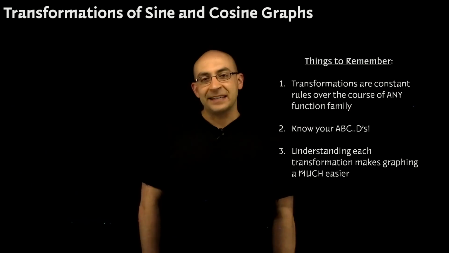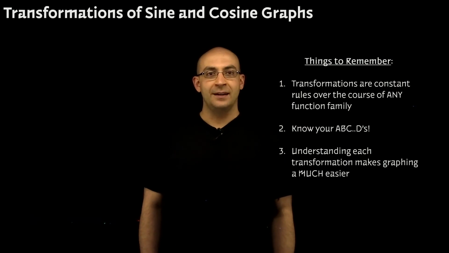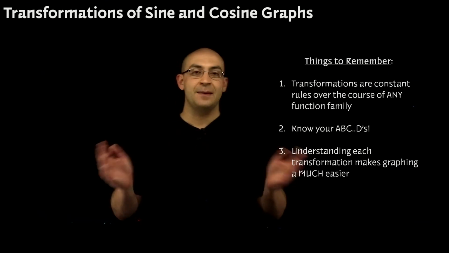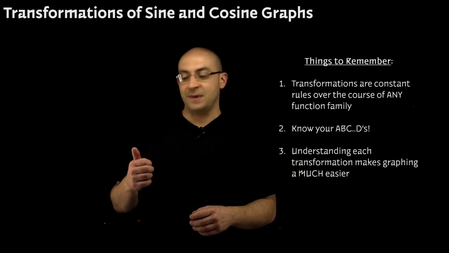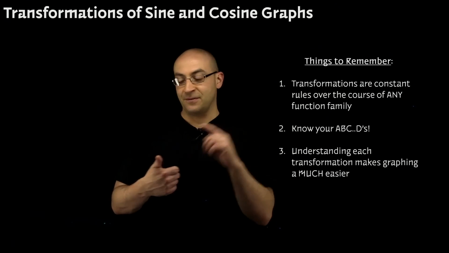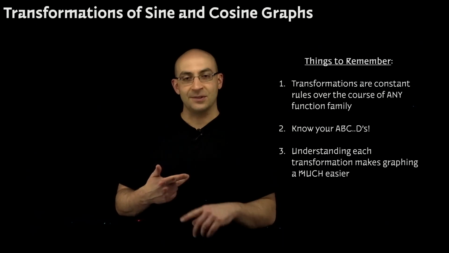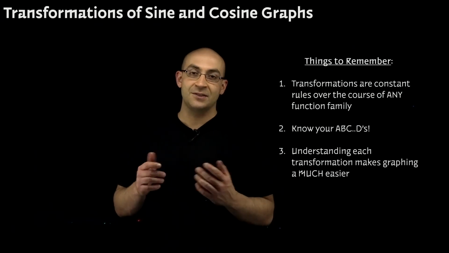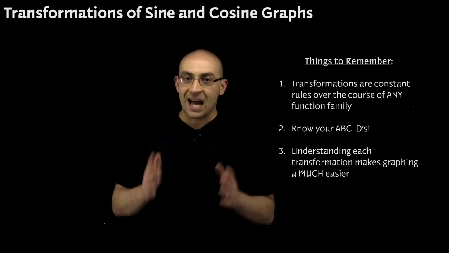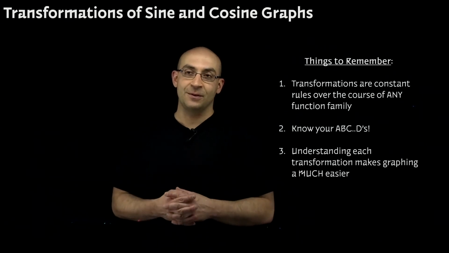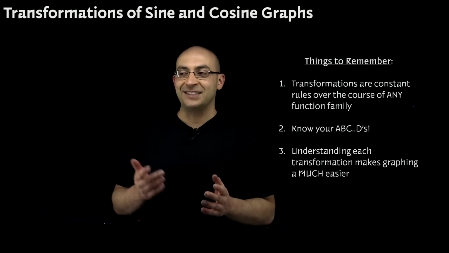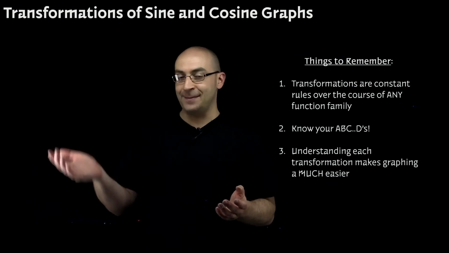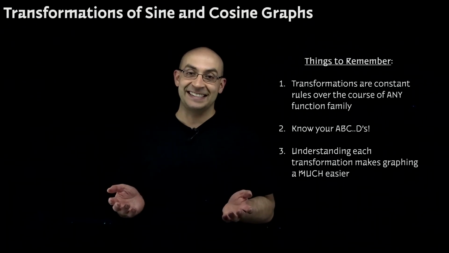Let's finish up. Things to remember about this video. Number 1, the rules of transformations are constant over any family of functions that exist. So we have our vertical shift, vertical stretch, horizontal shift, horizontal stretch. Anything that we've done before in terms of the rules of transformations applies to our trigonometric functions. It's just the same rule, maybe a little bit different of a package with our ABCD methodology, but it's still the exact same thing.